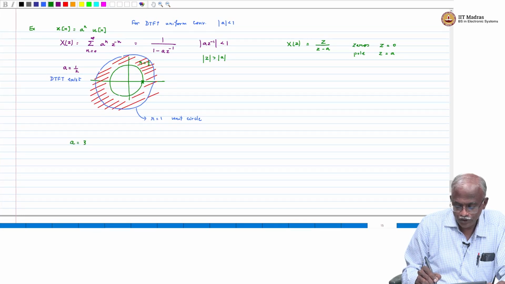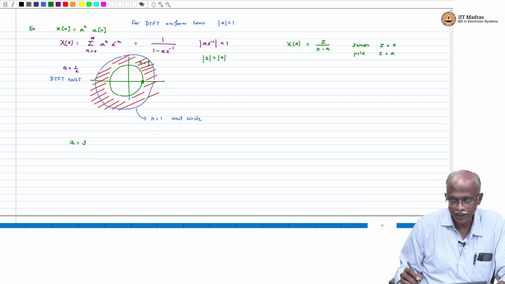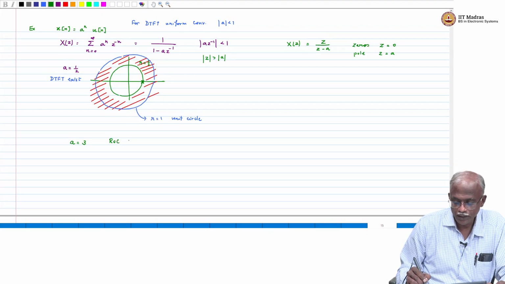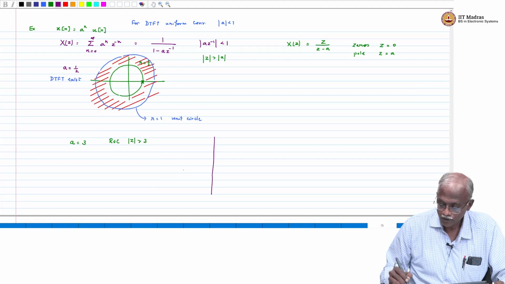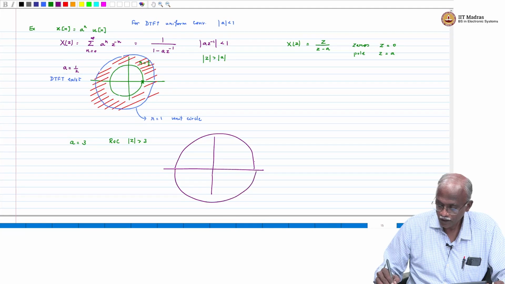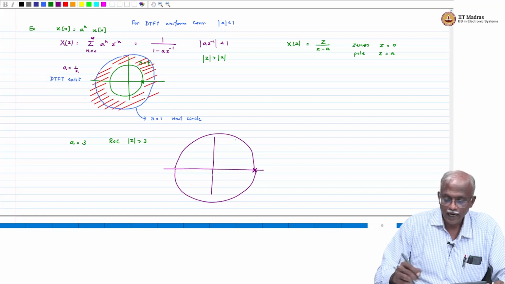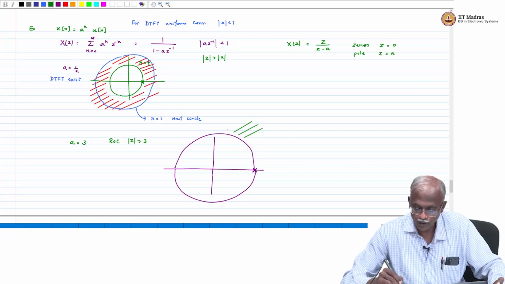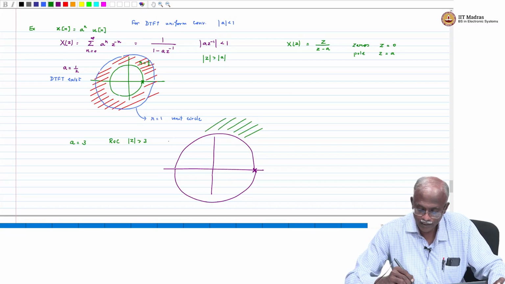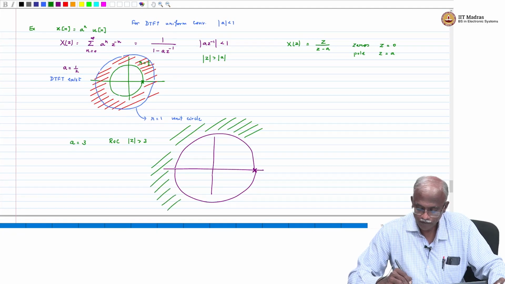Now, interesting extension. Take a equal to 3. Same condition. You will get ROC mod z greater than 3. What does that look like? So, sketch it. So, this is r equal to 3. There is a pole at r equal to 3, and the region of convergence is everywhere outside of that pole, mod z greater than r equal to 3, everywhere outside.